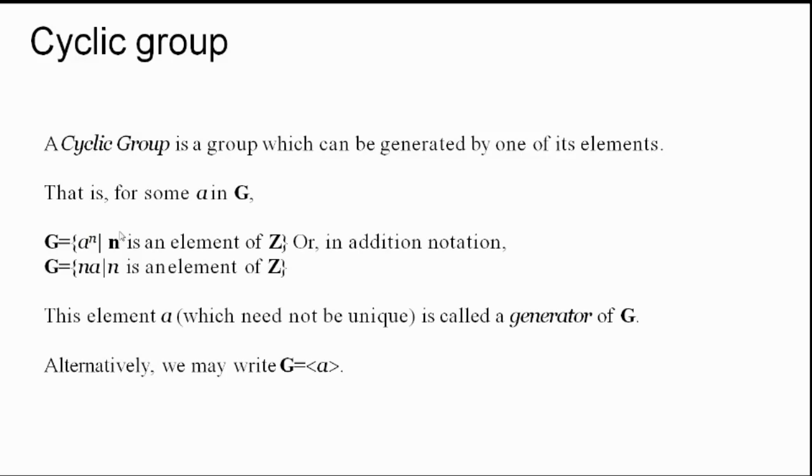Or you may also use any other operation other than multiplication, like addition. Like a plus a, a plus a plus a, like that you can have. If you take addition, a plus a plus a plus a is equal to 4a. Here again, if you generalize it, it will become na. Clear? It will become na. So here na, n is an element of Z. This element a, which need not be unique, is called a generator of G.